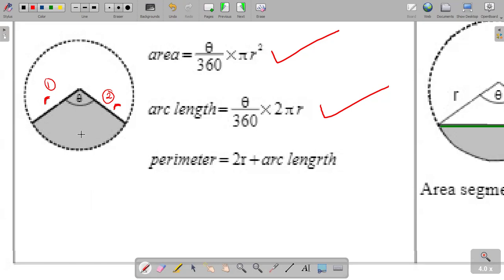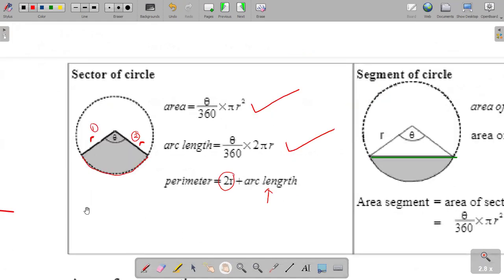Remember, perimeter is the distance all the way around, the sum of the sides. So the last side now, wouldn't it be this piece, the length of the arc? So there are three things you need to get the perimeter of a sector: the two radii, which is this part here, and the arc length. And we know how to find the arc length because the formula is in the formula sheet.